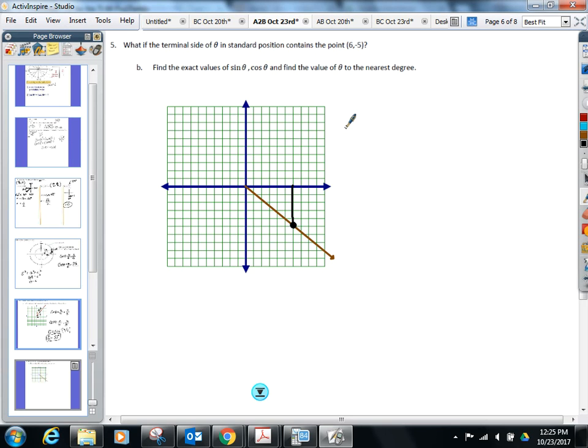What'd you guys put on the horizontal side? 6, that's what I put too. And then on the vertical side, whoa, kiddos, hold on. We're not in quadrant 1 like the last problem. What do you know about all the y values down here? All the y values are negative, right? So make sure that's negative.